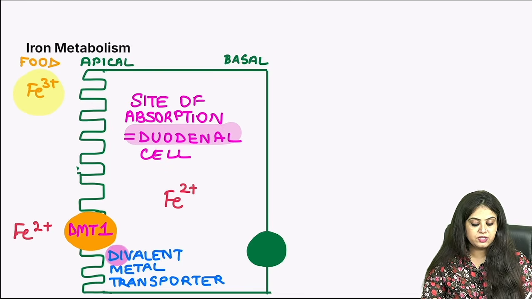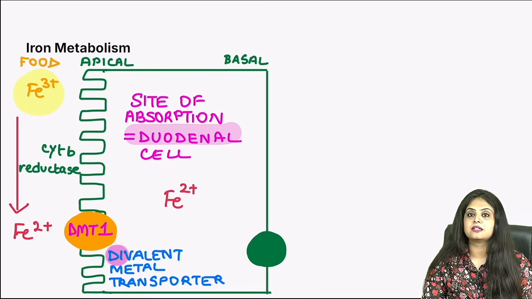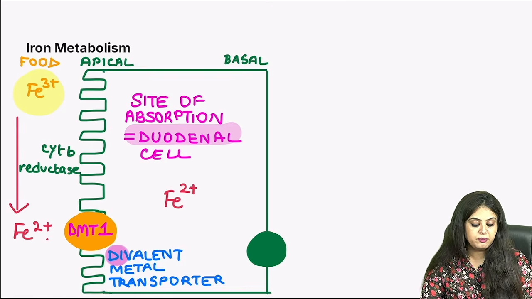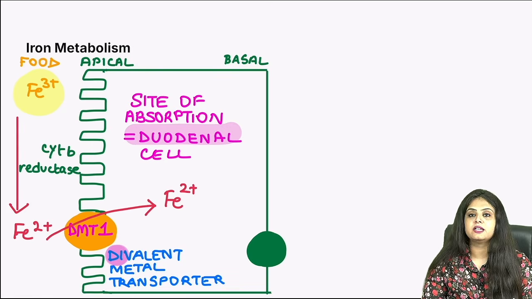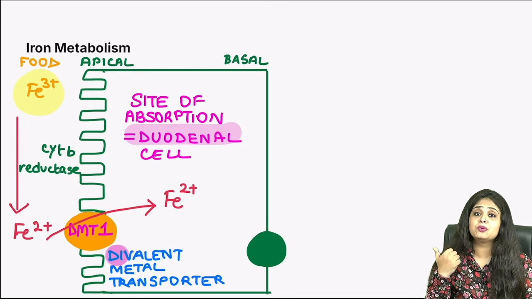You will have to convert it into Fe2+, and that is done by the enzyme cytochrome B reductase. Now this Fe2+ will be allowed to enter through DMT1. But do you want to keep the iron in the duodenum? No, I want it to go to the bone marrow. That is where hemoglobin production is occurring.